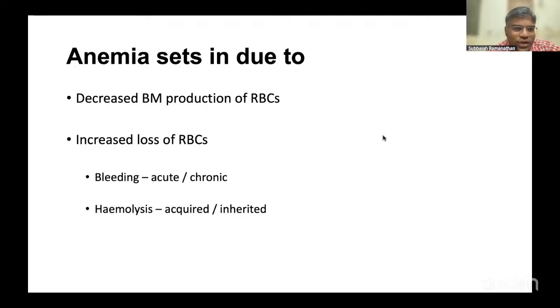Increased loss is via bleeding, where the red cells, white cells, platelets, and plasma, everything is lost. Whereas in hemolysis, only the red cells are destroyed, either within the bloodstream, or sometimes extravascularly, as in the liver or spleen. So anemia is the reduction in the oxygen carrying capacity of the blood, and it can happen in all these three ways.